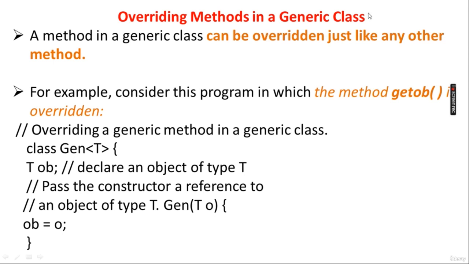Overriding methods in a generic class. A method in a generic class can be overridden just like any other method. For example, consider this program in which the method getObject is overridden. We can override methods in a generic class like any other method. Overriding a generic method in a generic class. Class Generic<T>, object, declare an object of type T. Pass the constructor a reference to an object of type T. A parameterized constructor is created. Okay.